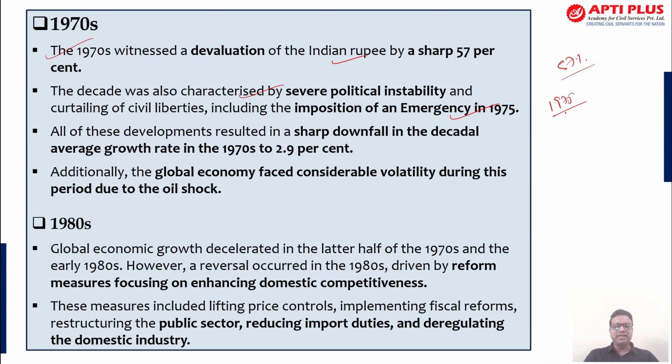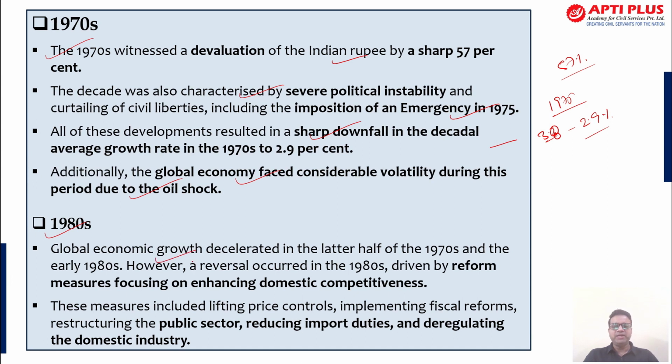Now, all the things that I'm discussing here are from the document that was released. Now, it also saw a sharp downfall in the average growth, from 3.2% or 3.8% to 2.9% only. Now, this was again a tough time for India. Additionally, the global economy faced considerable volatility due to the periodic shocks from the oil industries.